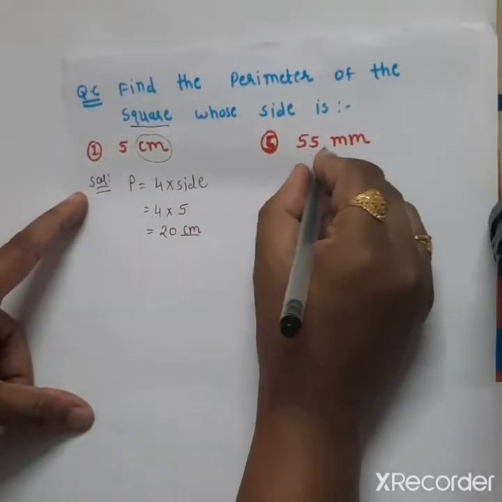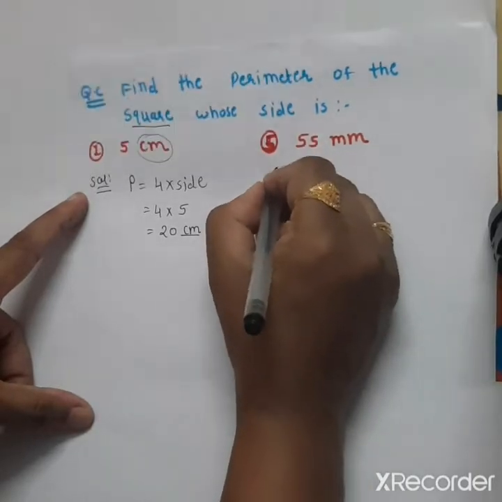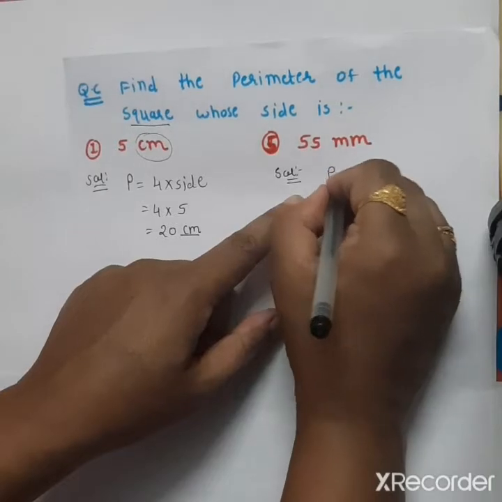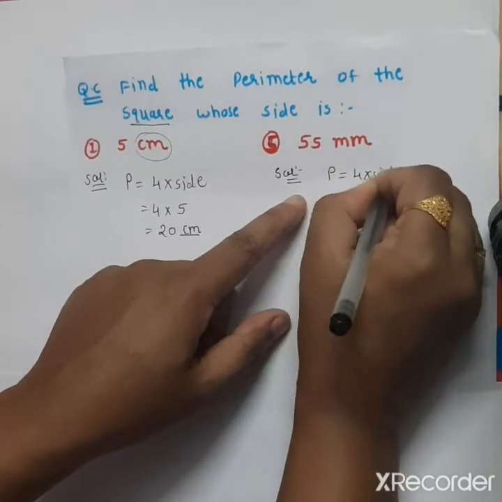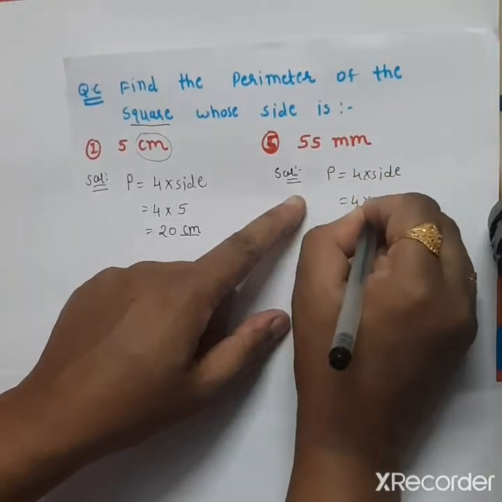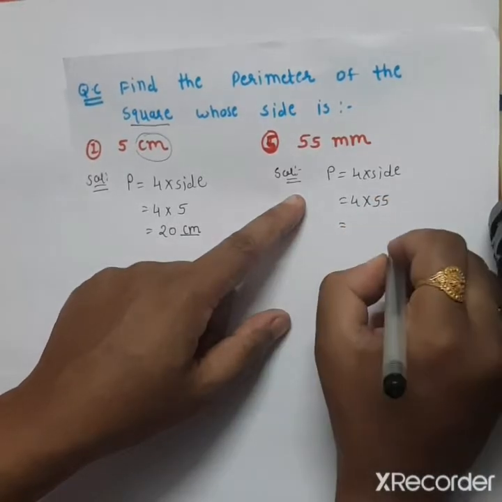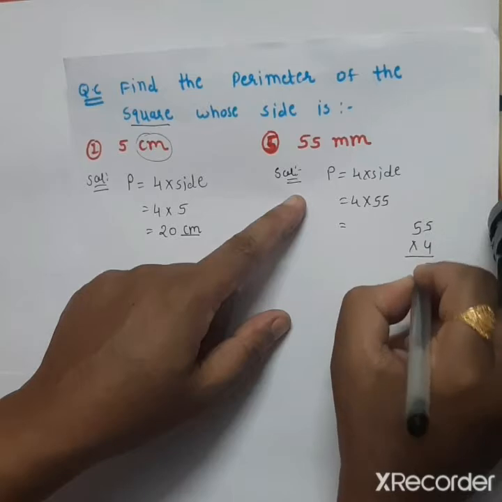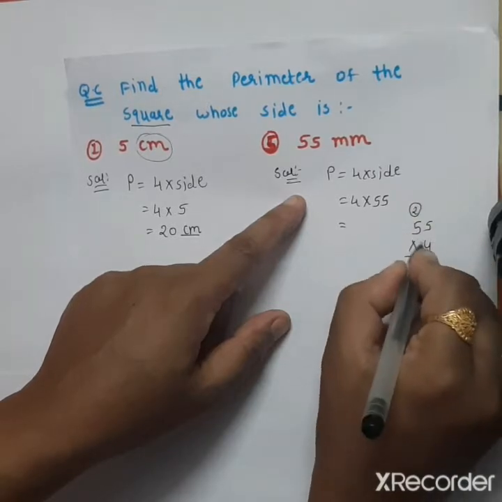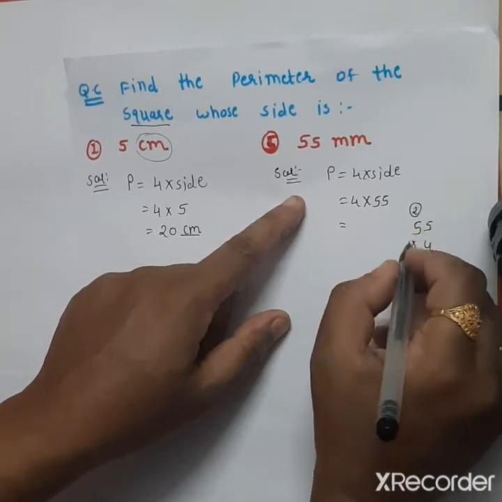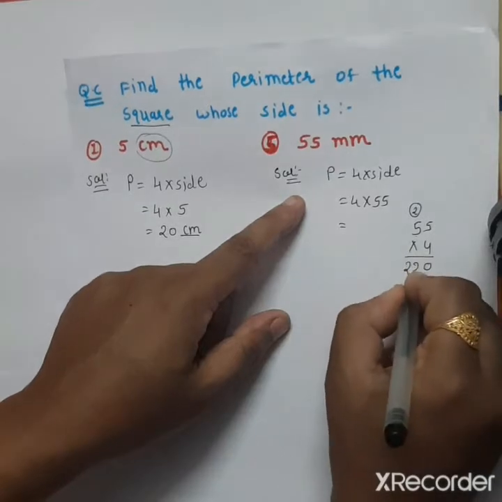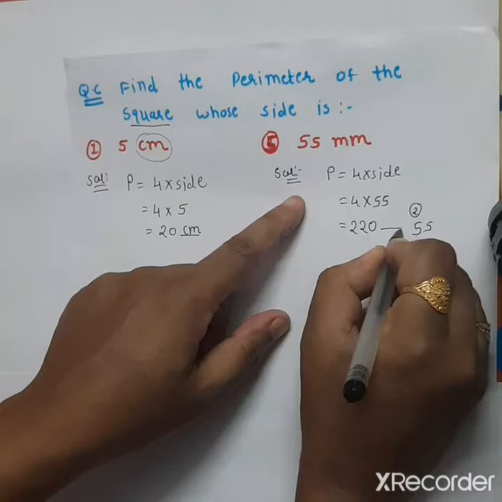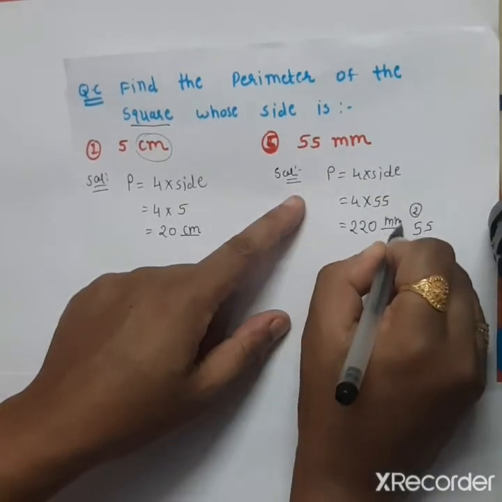The fifth one is 55 millimeter. I want to find the perimeter of the square. So the formula is 4 into side. My side is given, so 4 into 55. So this is 55 into 4. 4 fives are 20, 2 will be carried over. 4 fives are 20, 20 plus 2, 22. So this is 220 and my unit is millimeter.